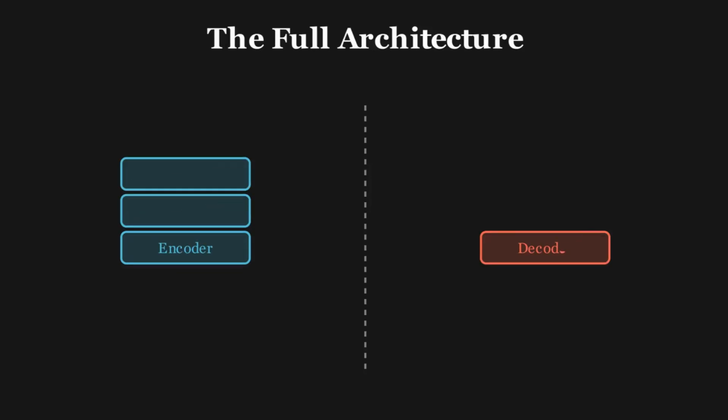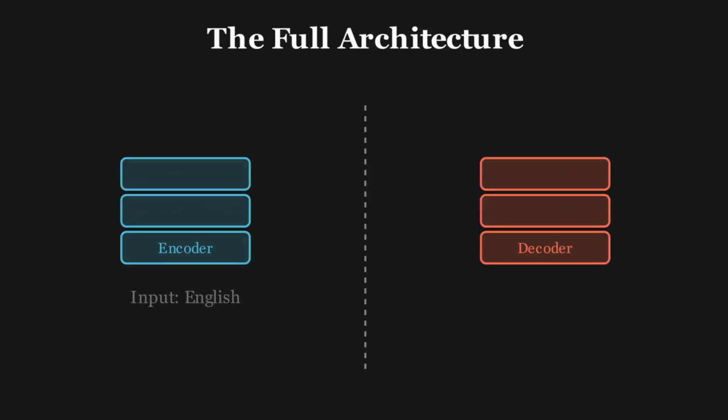The original transformer was designed for translation, consisting of 2 distinct halves. The encoder on the left processes the entire input sequence at once. It uses bidirectional attention. Every word can see every other word. This creates a rich context vector that captures the deep meaning of the sentence.